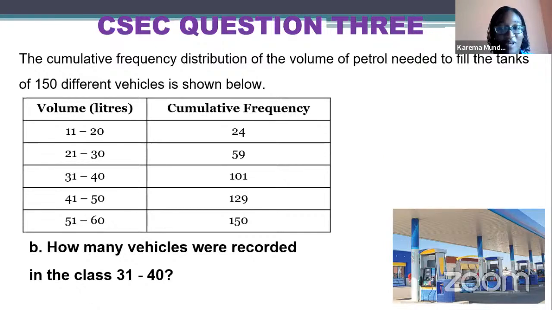Now here it is. How many vehicles were recorded in the class 31 to 40? I know before our discussion, Mrs. Edwards, and before the questions were asked, some persons would have given a particular answer. I don't want to say it yet in case anybody didn't hear. So let's see. How many vehicles were recorded in the class 31 to 40? I need the response and, of course, the how or the why.